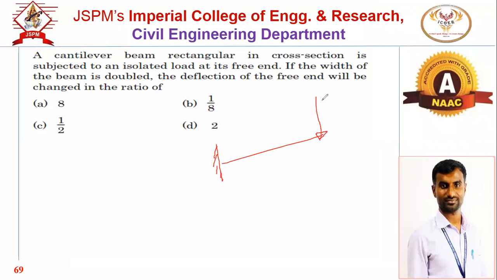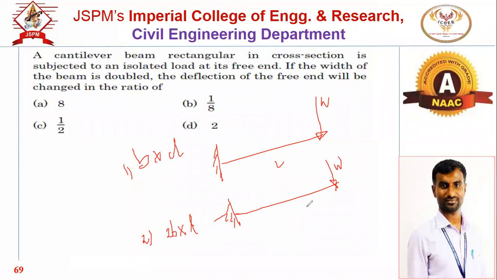We know its formula, so we considered this. And the cross section we are having, it is B into D. If that width of beam is doubled, then what will happen? This is the first case. In second case, if the cross section is twice of B into D for same beam, loading will also be same, just width is doubled.